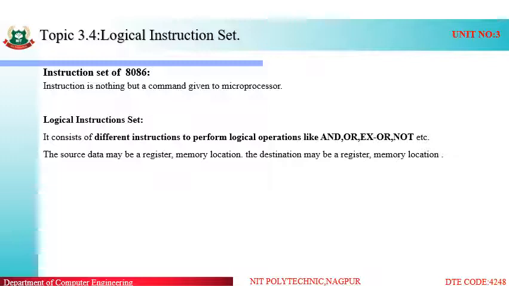As we all know, the instruction format consists of opcode and operand. Opcode is the operational code, that means which action we have to perform, and operands means on which the action is going to be performed. Inside the operands there will be source and destination. So in case of logical instruction, the source may be a register, memory location. Similarly, the destination may be a register or memory location.